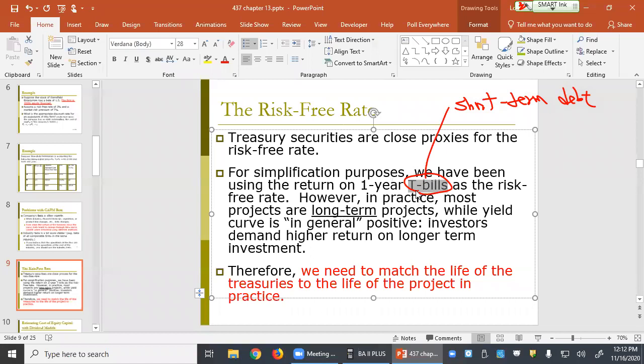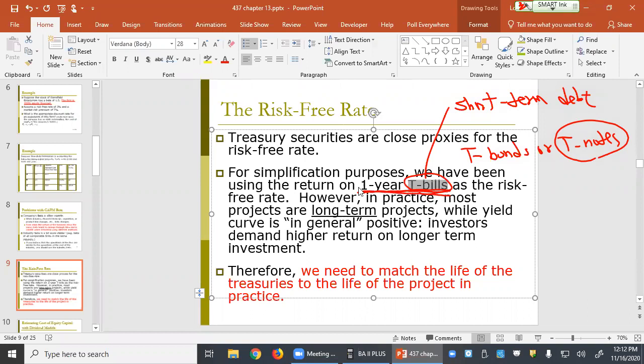But what if our federal government needs to borrow money for longer than a year? Then it will issue T-bonds or T-notes, treasury bonds or treasury notes. Treasury notes usually will have original maturity of 1 to 10 years, while bonds will typically have original maturity of longer than 10 years. So for simplification purposes, we typically just use the 1 year T-bill rate as the risk-free rate on our exams in most cases.